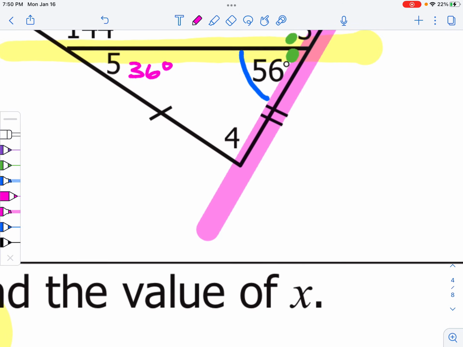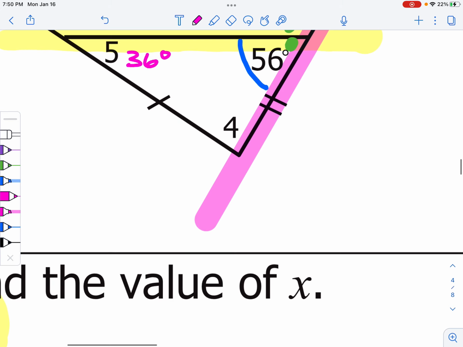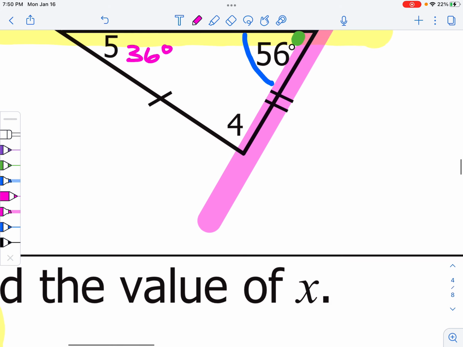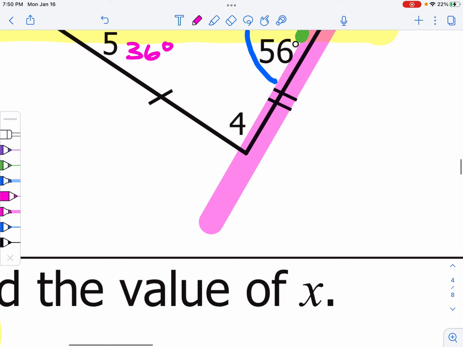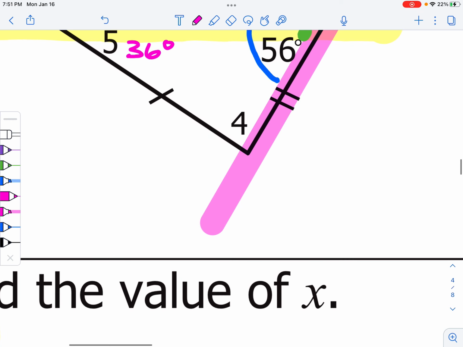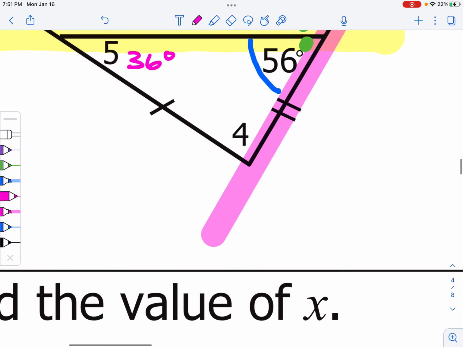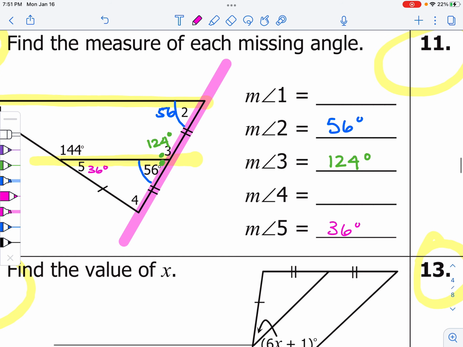And if I zoom in and eliminate that part of the picture, I see I have a triangle, and we know that all angles in a triangle add up to 180 degrees. So I'm going to take 180, subtract out that 36, and subtract out 56. And once I do all of that, I get 88 degrees for angle 4. So again, all three angles of every triangle add up to 180 degrees. So I'm going to put that in there. This one is 88 degrees.